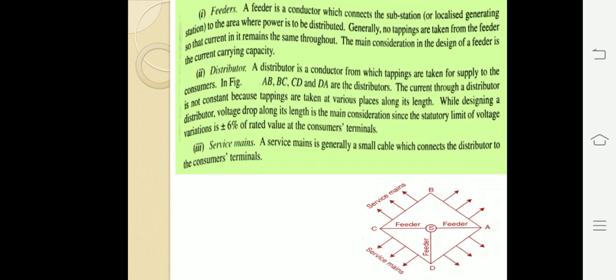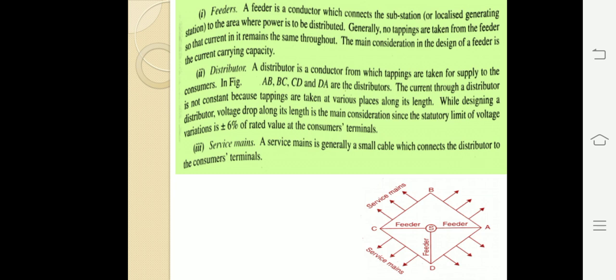A feeder is a conductor which connects the substation or localized generating station to the area where the power is distributed. So it is a conductor which connects the substation and where the power is distributed generally. We won't take tappings from the feeder. That's why the current remains the same throughout the feeder.